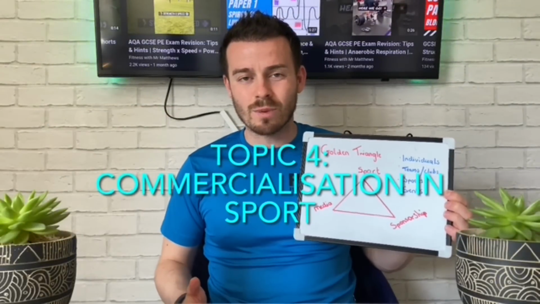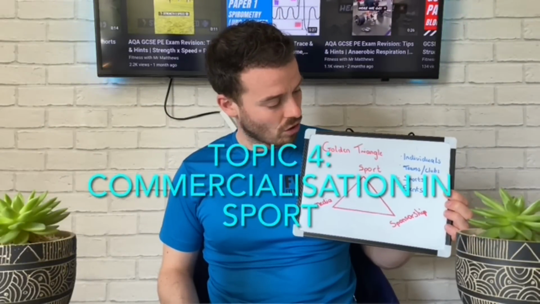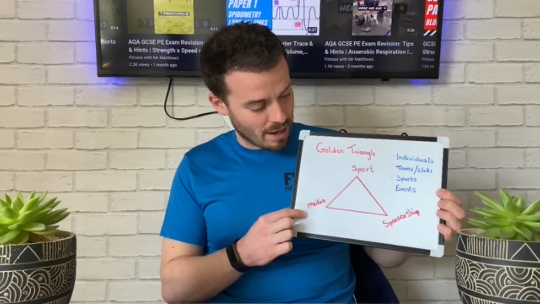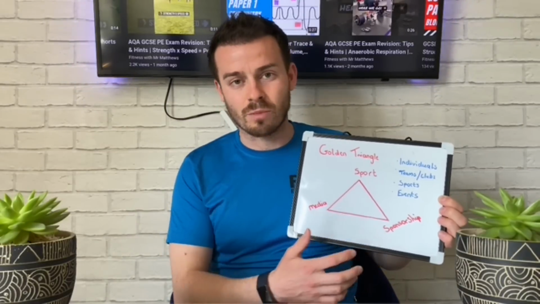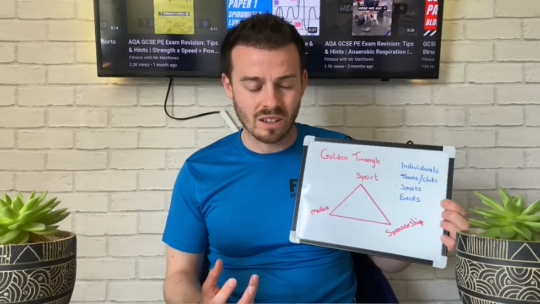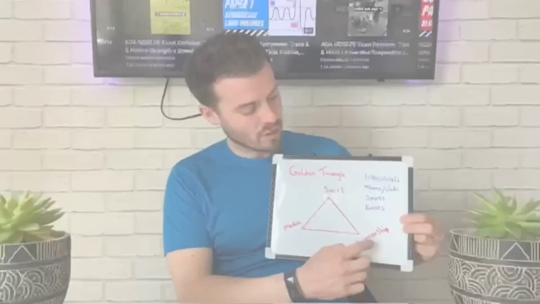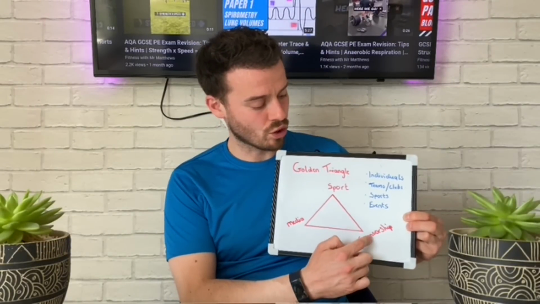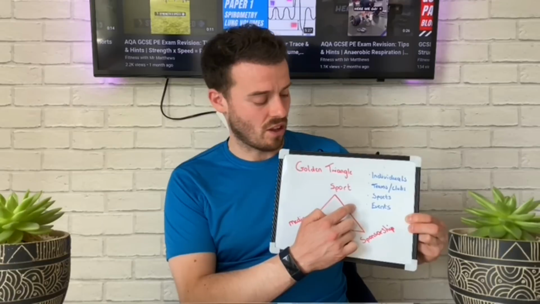Commercialization of sport. Let's begin by talking about the golden triangle. Now, this is something you should be familiar with. We have sport, media, and sponsorship, and ultimately they go hand in hand and they benefit financially from one another. Sponsors pay sports teams and also provide them with products that they will promote. They promote this through displaying the brands and logos on sports equipment and kit.